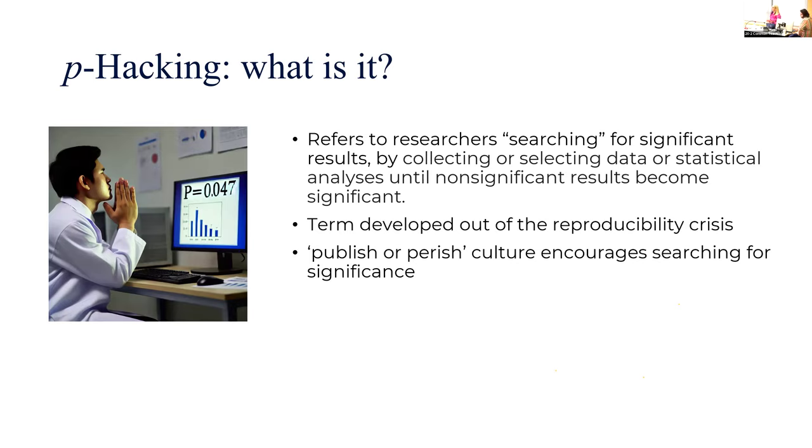Now, the term itself was first coined, I think, in about 2010, and it came out of the reproducibility crisis. For those of you who have heard of that, a lot of papers were done back at that time demonstrating that if you repeated an experiment that was statistically significant, you got a result that wasn't statistically significant. And when those investigators started to question why that was happening, p-hacking is one of the reasons they came up with. Also, these days it's a publish or perish culture, so obviously you want your data to show something significant because it's easier to get it published.